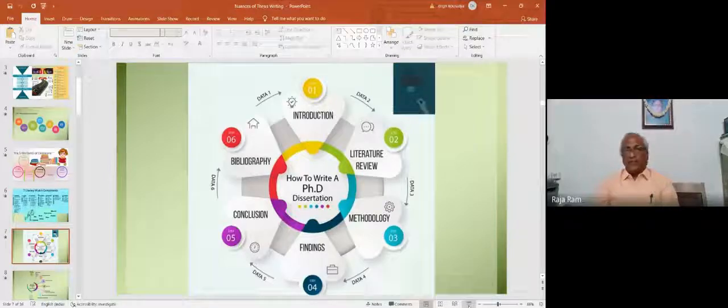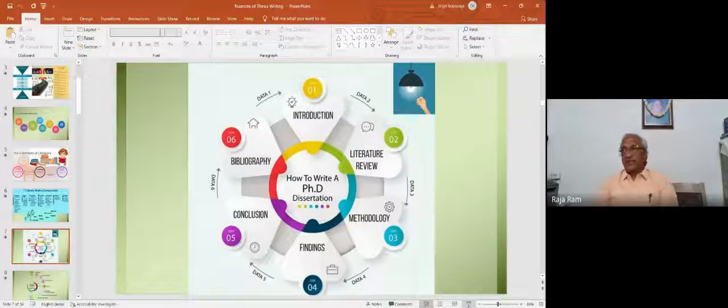We should have an introduction. We should have a research literature review. Third one is we should have a proper methodology. And through the methodology, we should have some findings. And we may move to conclusion. And after that, bibliography. So data one is introduction.